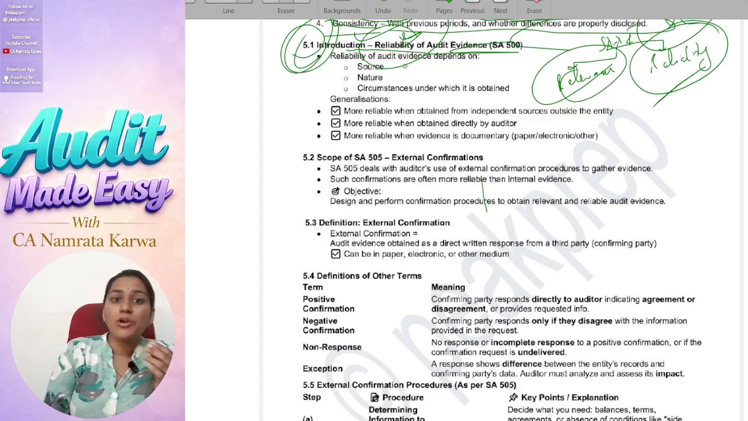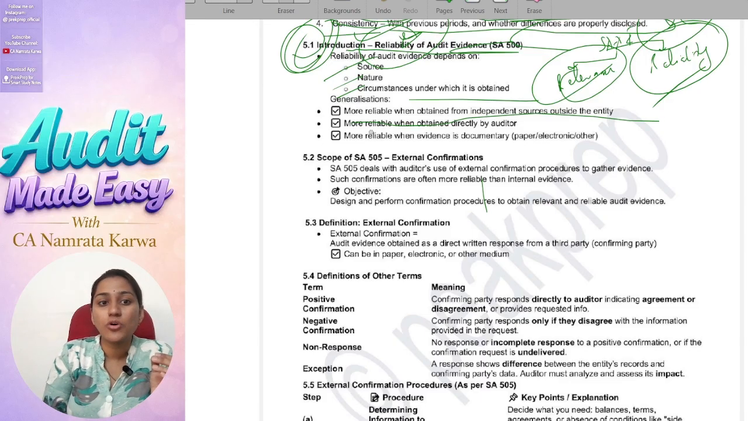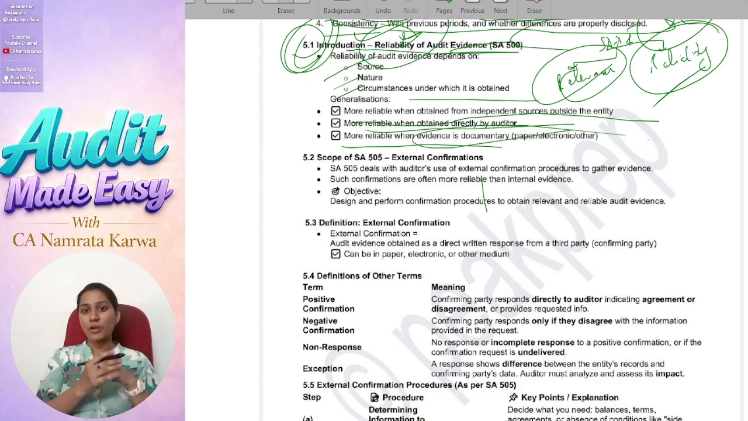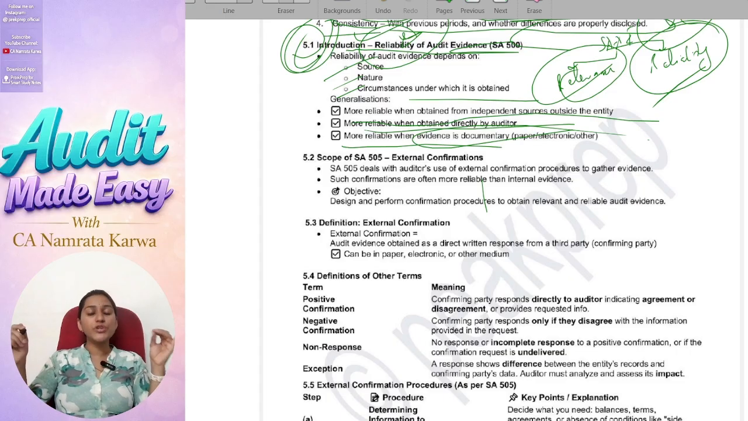So, reliability of audit evidence depends on source, nature, and circumstances under which it is obtained. More reliable when obtained from independent sources, more reliable when obtained directly by the auditor, more reliable when the evidence is documentary. Studied, ma'am, already done.